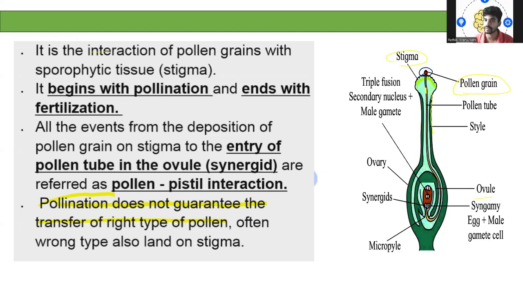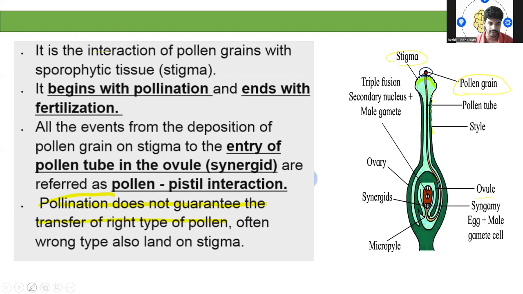So after some while, what happens? The pollen tube development can be observed. One thing that you can do is an experiment. If you take pollen grains on a glass slide, add some sucrose solution, keep it for some time, and close it with a cover slip, then under the microscope you'll actually see a pollen grain.